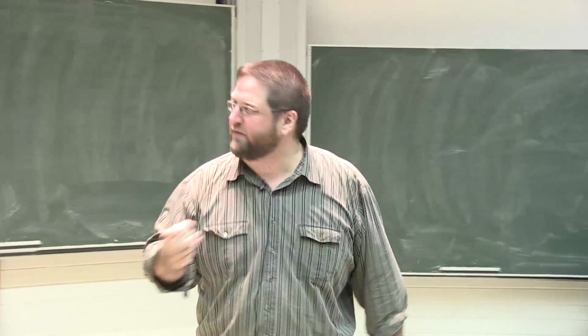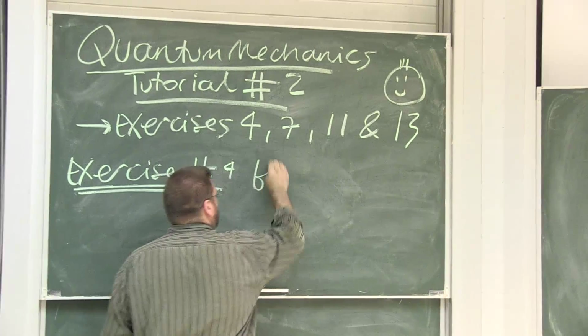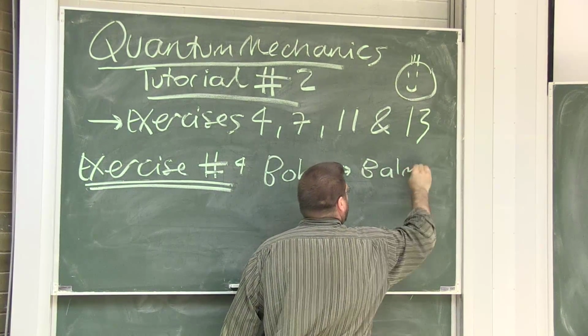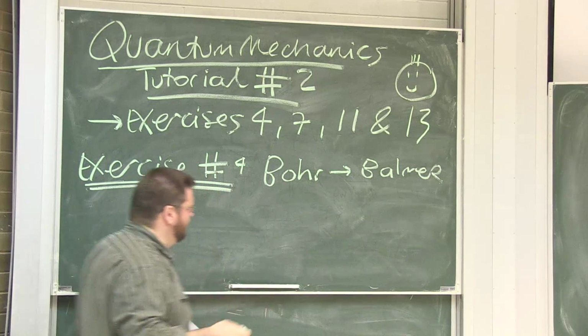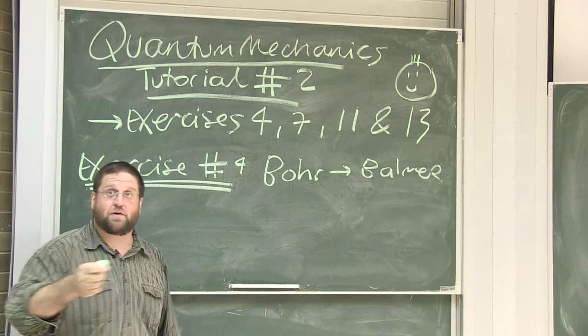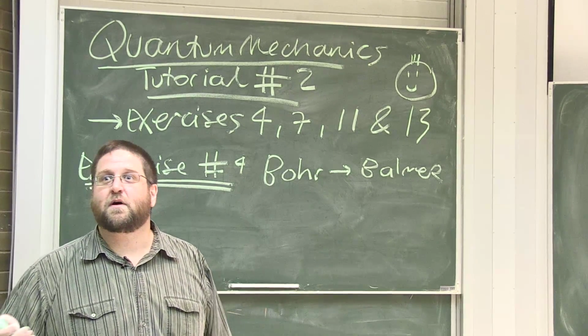So let's look at exercise 4. And this is about going from Bohr to Balmer. As I'm often fond of saying, imagine that you're Bohr and you're doing your Nobel Prize winning calculation of the energy levels of the hydrogen.